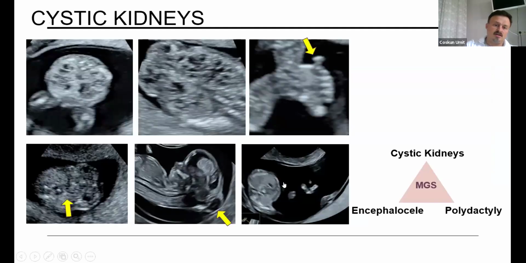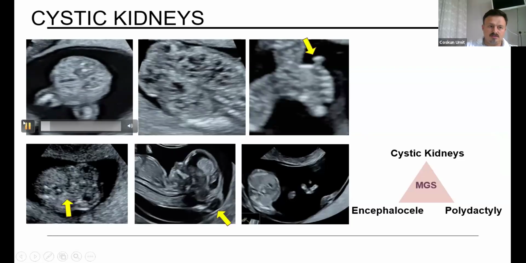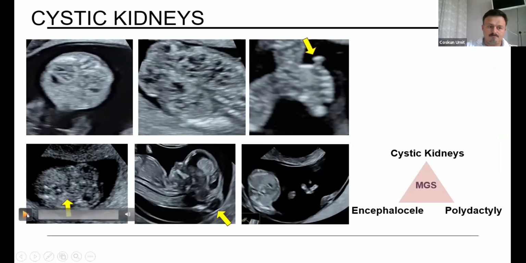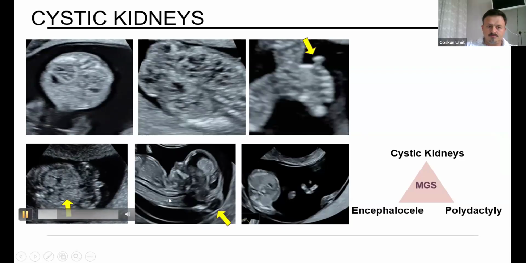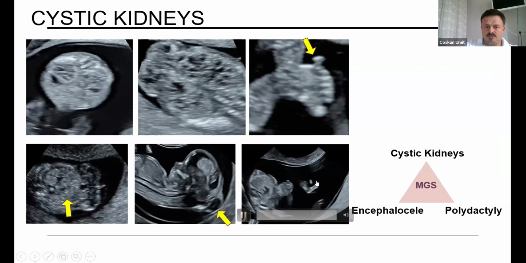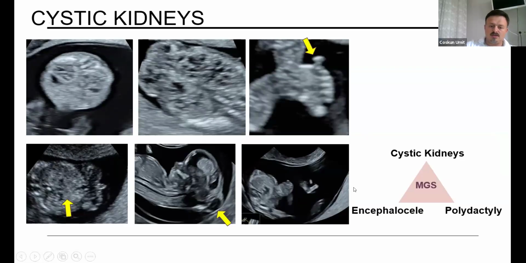Yes, the cystic kidneys. I have talked about Meckel-Gruber syndrome and encephalocele, polydactyly, cystic kidneys. For example, here is a postaxial polydactyly. Here are very large kidneys. And this is another example. As you can see here, cystic and large kidneys. And encephalocele. And as you can see here, this is the postaxial polydactyly. This is a Meckel-Gruber syndrome, genetically confirmed.